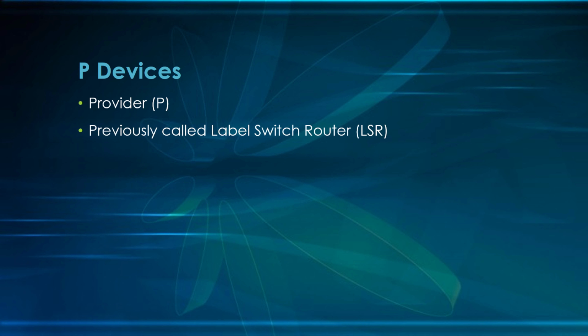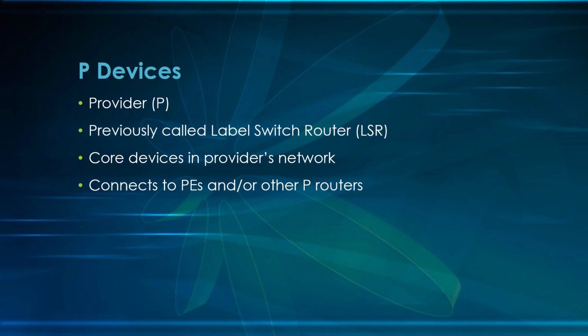Now, the provider devices, or the P devices, are the provider core, previously known as the label switch router. So you'll still hear me refer to it as an LSR. An LSR is a P router, and an LER is a provider edge. This is the core device inside of the provider's network, and it connects to PEs and other provider core routers with no customers. And this switches based only on MPLS label.